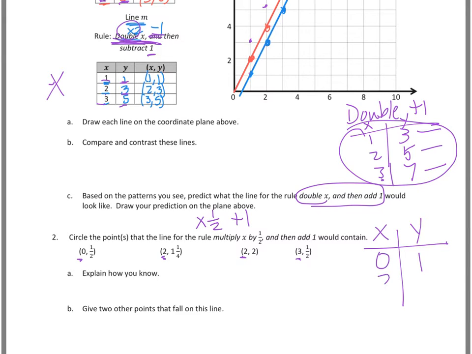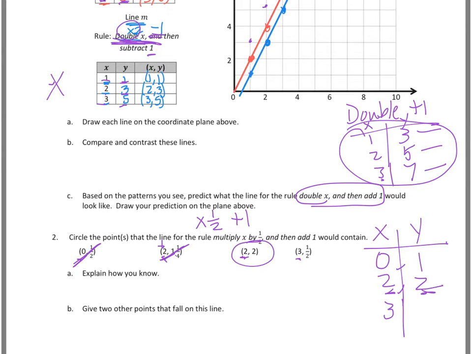My next, I see I have 2 for the x, and that's what I'm going to use. So take half of 2, and that's 1, plus 1 is 2. So there's another coordinate. So I have 0, 1, 2, 2. So that's not going to work because that's a half, not 1. That's not going to work because when I have 2 as my x, I have to have 2 as my y. So that one does. Now let's try 3.